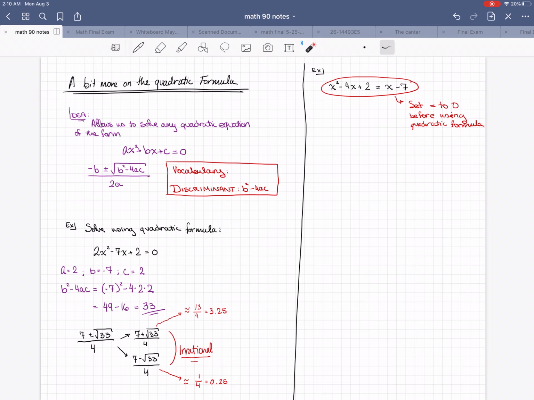Okay, so in this case, what you would probably do is you would subtract x and add 7 to both sides before you started to use the quadratic formula, but then from there, it would be just like what we did in the previous example.